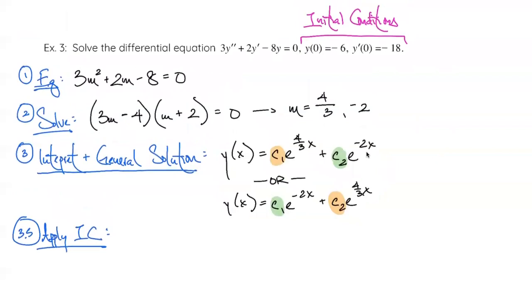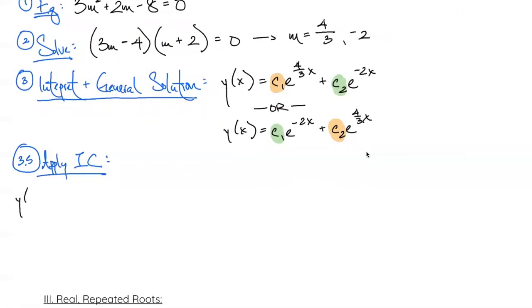All right, so what do we do with these initial conditions? Well, this first one, y of 0 equals -6, I can go ahead and plug that in to my general solution. So let's see what we get. y of 0 equals C1 e to the 0 plus C2 e to the 0. Right, because 0 for the x is going to zero out the exponents. And so what do I end up with? I end up with -6 equals C1 plus C2.